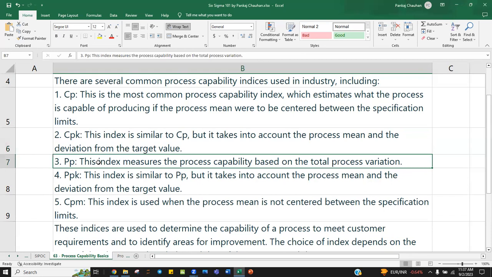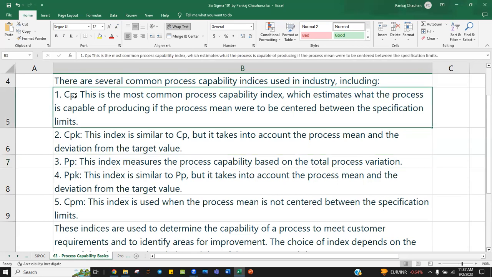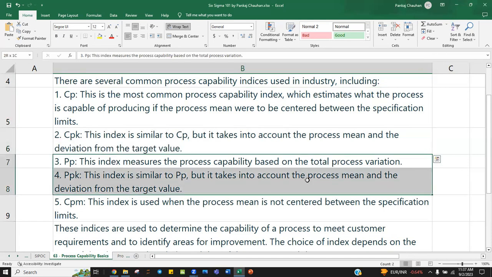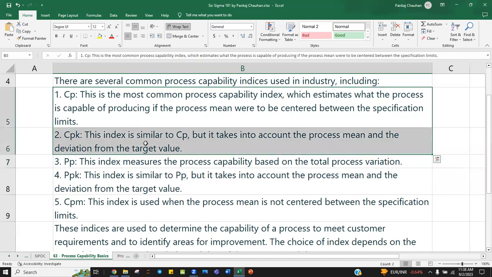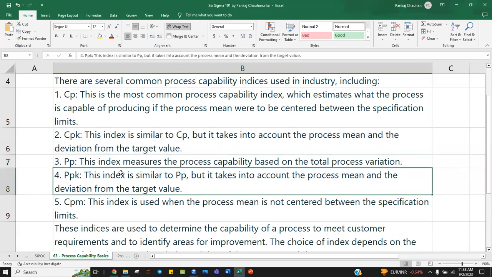The PP index measures the capability based on the total process variation. So CP is called short term, CPK is also short term, whereas PP is called long term and PPK is also long term. Part of the variation means the sample data you are collecting initially for validation or testing purposes, and there you are calculating CP/CPK. And when you are calculating on the entire process data, when the process is running as BAU, business as usual, then it's PP and PPK.